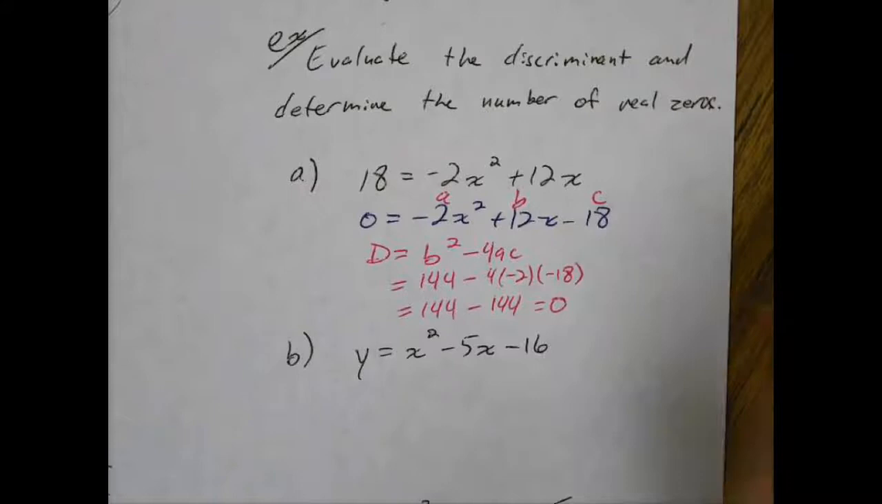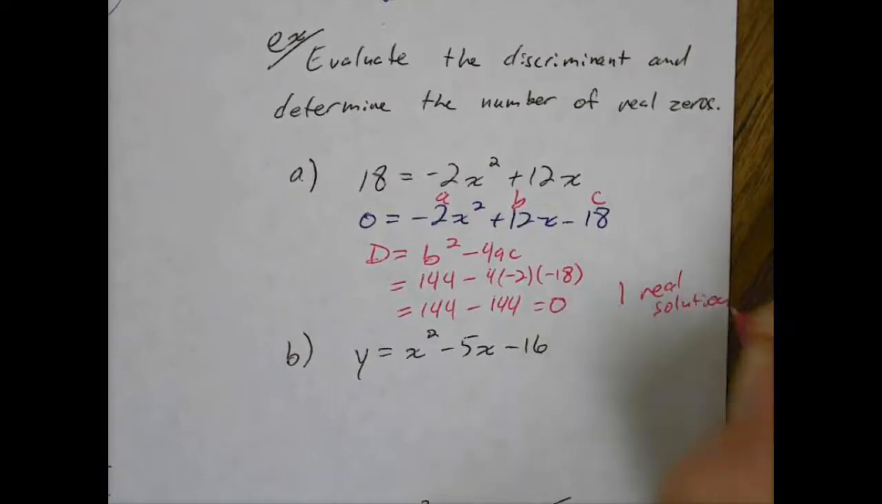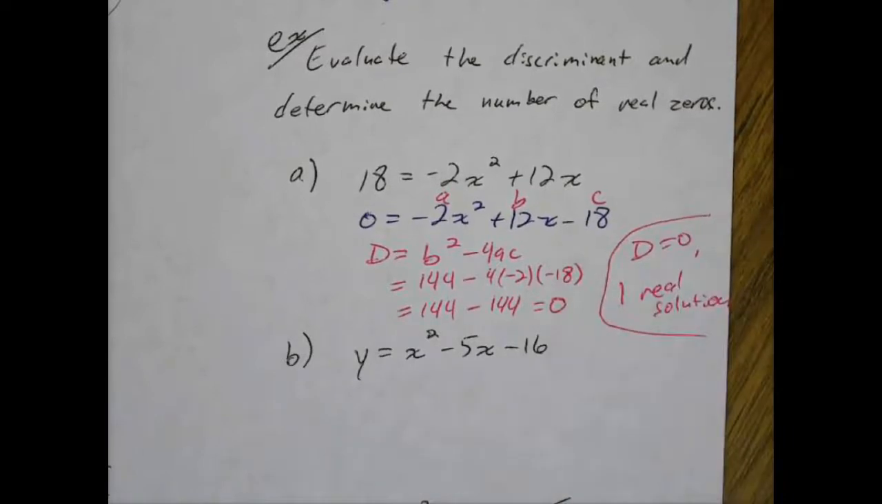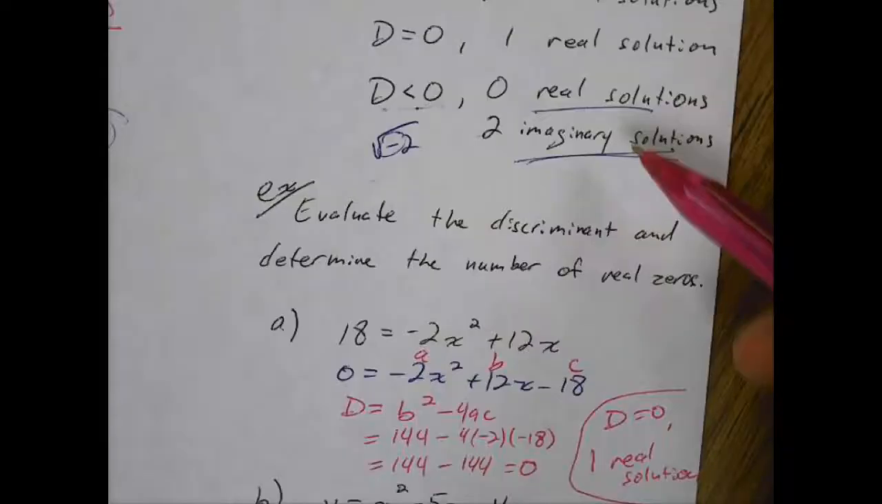So since I got 0, that means there is only one real solution, and the discriminant equals 0. That's kind of what I'm looking for as an answer there. The discriminant was 0, and that tells us that we have one real solution.